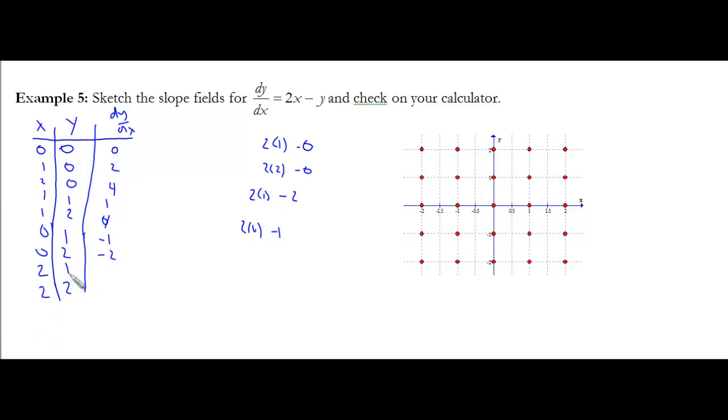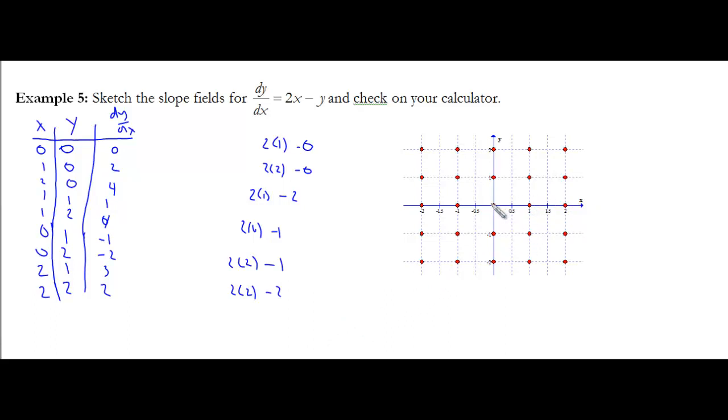Okay, when x is 2 and y is 1, let's see what we get. 2 times 2 minus 1 is 4 minus 1, which is 3. And then the last one is going to be 2 times 2 minus 2, so 4 minus 2 is 2. Alright, so now what we want to do is sketch these slopes at these different points.